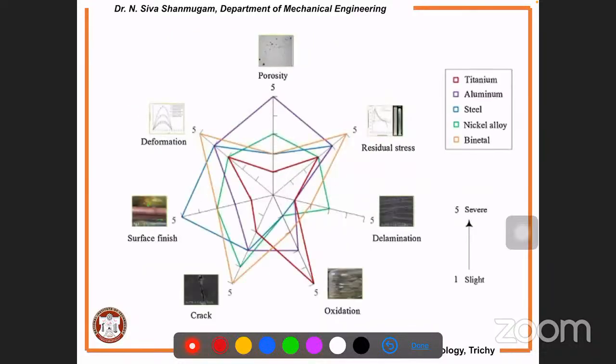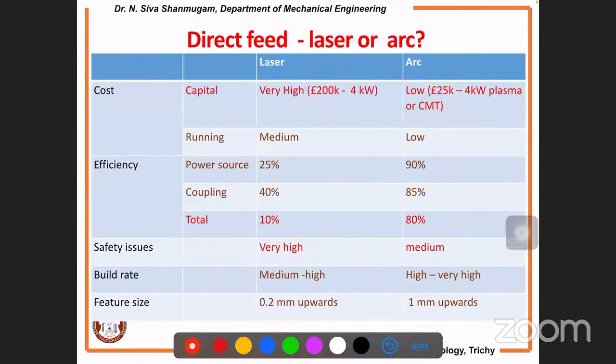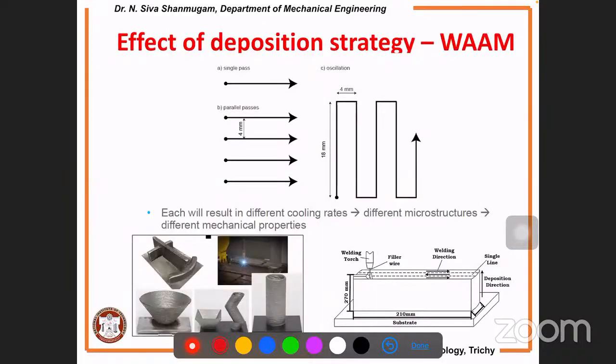So titanium, porosity, in terms of the welding defects: porosity, residual stresses, delaminations, oxidations, cracks, surface finish, deformation, for different materials I have highlighted over here. So direct feed, powder or wire, then my option is only for that wire. And you can control that grain refinement. Sir, I want the grain coarsening.